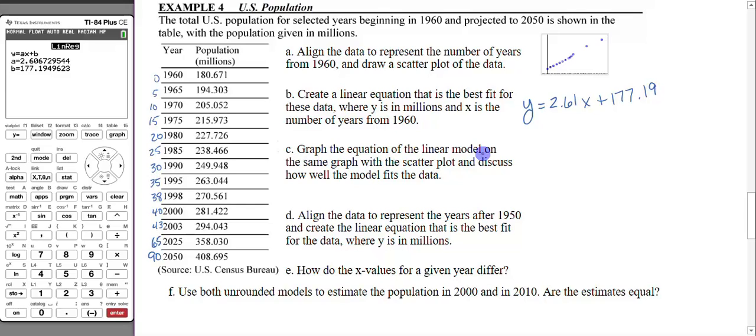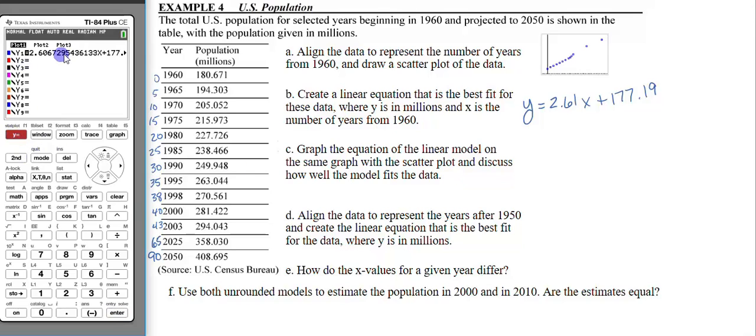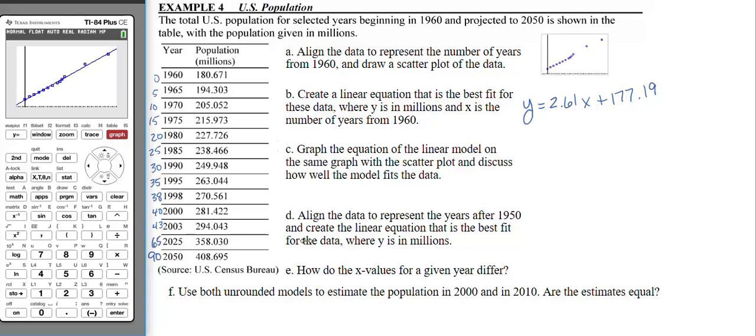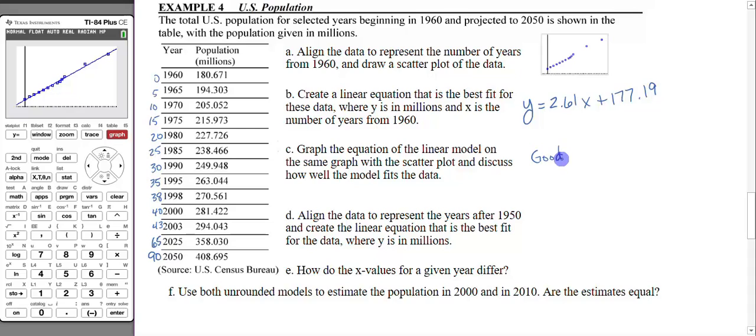Alright, graph the equation of that linear model on the same graph of the scatter plot and discuss how well the model fits the data. Well, we already stored it in y equals and to many more decimal places than we recorded on paper, so that's good. There's our line, and it fits pretty good. There's a couple of outliers. It's a pretty good fit, with a couple of slight outliers.